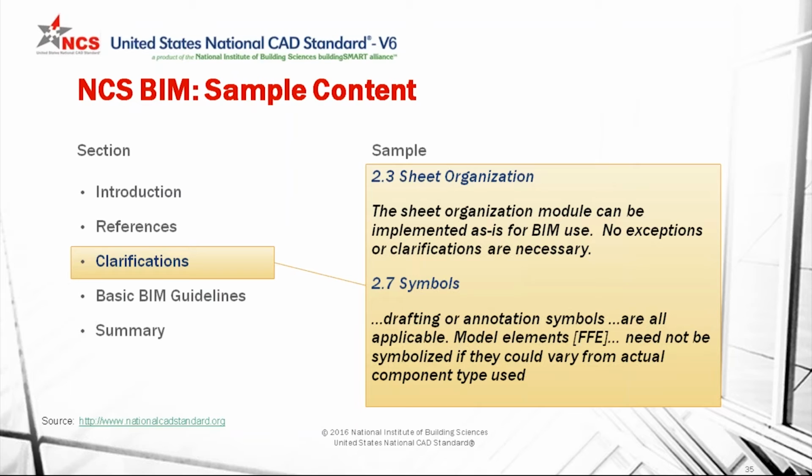In addition to the clarifications, we broke down the NCS by section. Here are just a couple of examples. We talked about the areas where you could comply and the areas that were a little more difficult to comply with, and how the exceptions applied, so that they could still have an efficient and intuitive workflow.